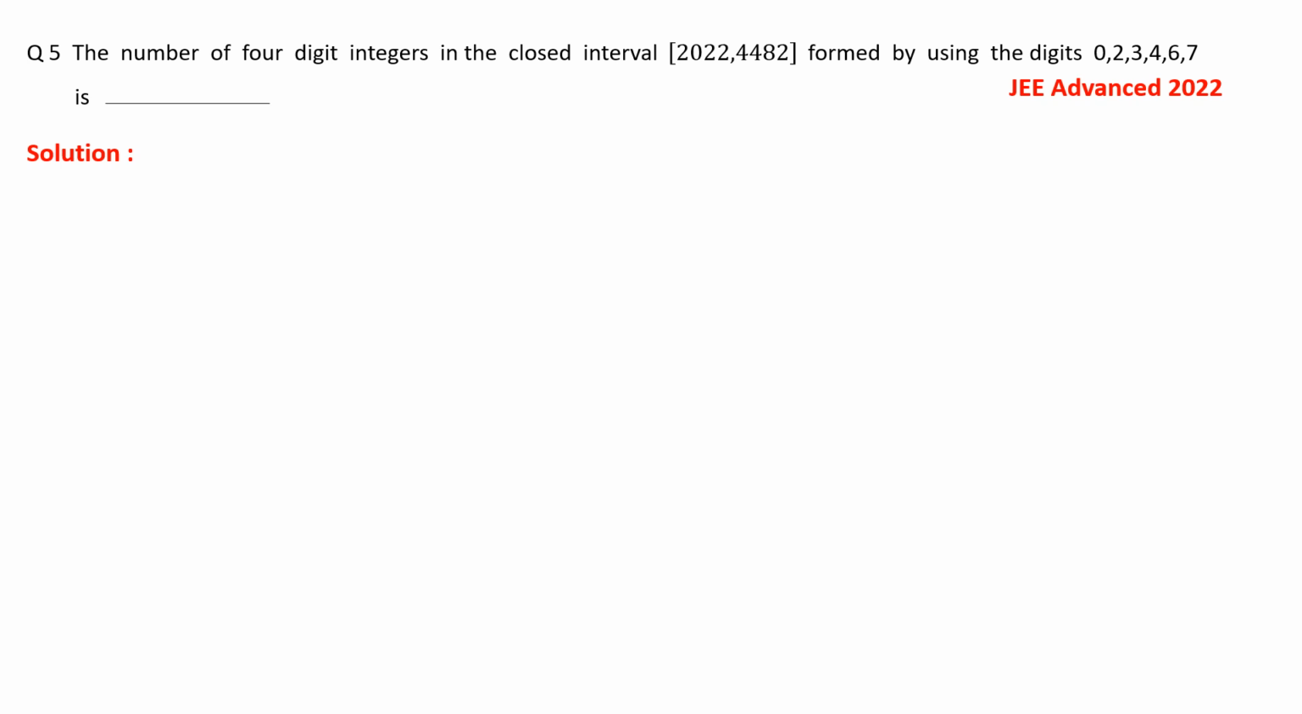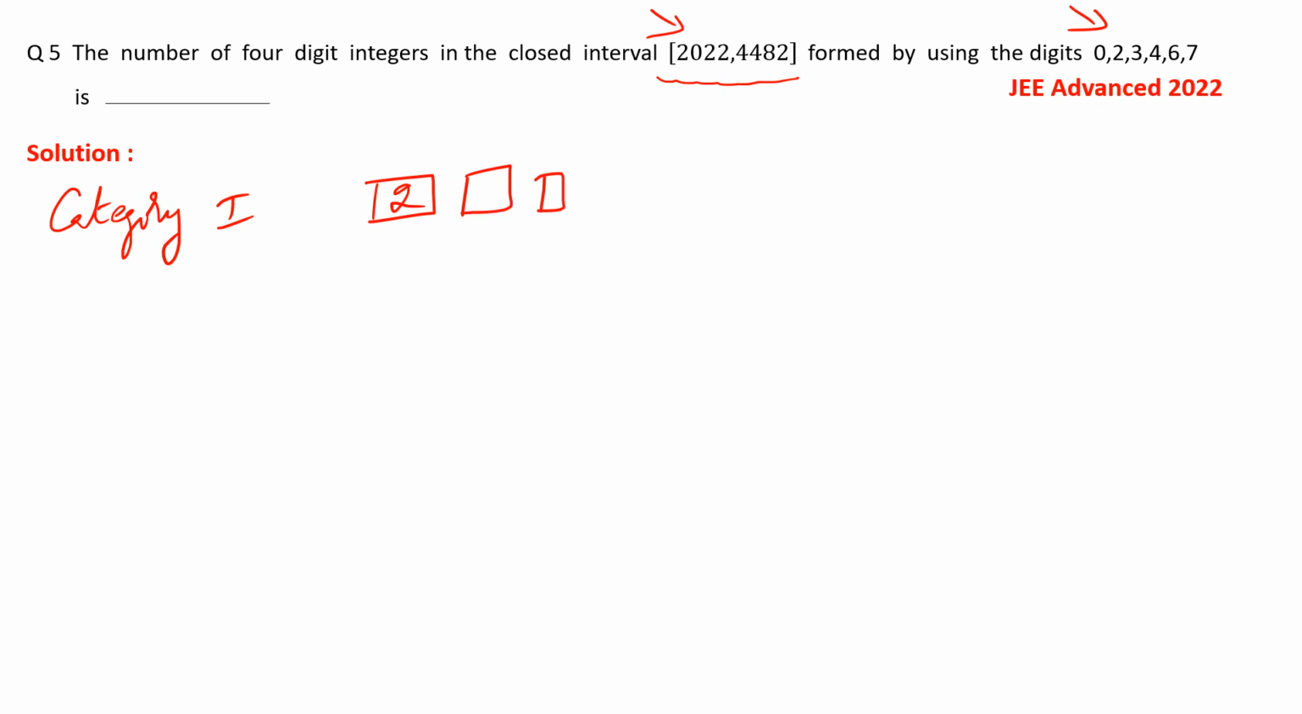Now students, whenever you come across such kind of questions where you have been given a particular interval of numbers and you have to use some specified digits only, then you should always solve such kind of questions by making different cases or different categories. Now, since we have been given this particular interval, I can clearly say that the first category of numbers will be those numbers which will have their first digit as 2, right? Since we have to form 4-digit numbers, I have fixed the first digit as 2.